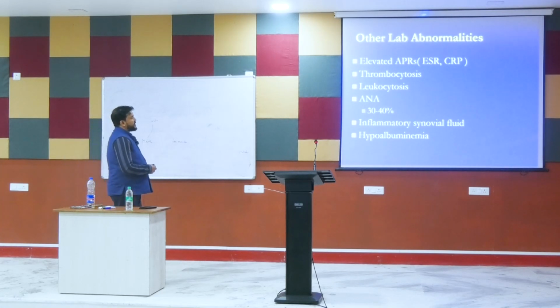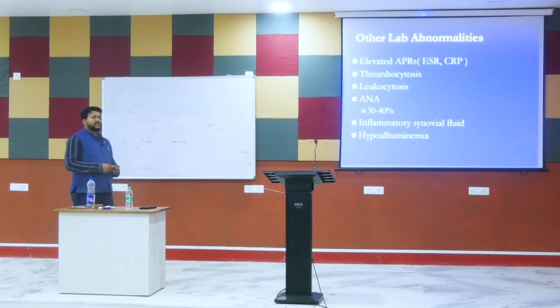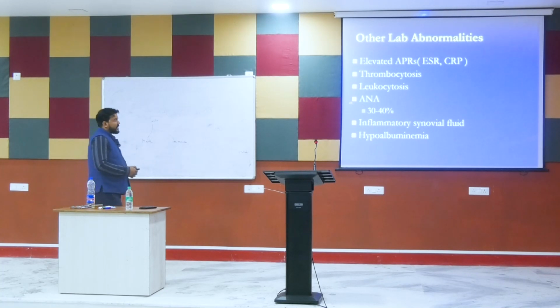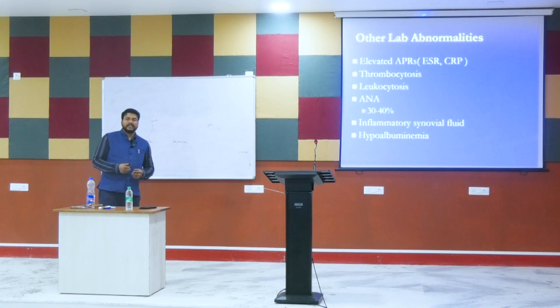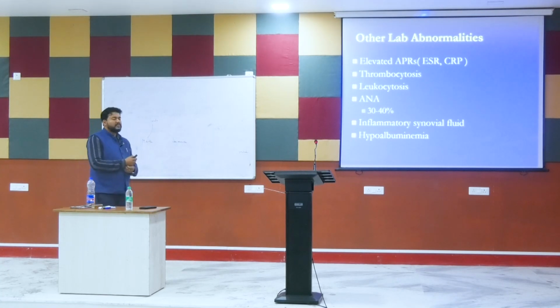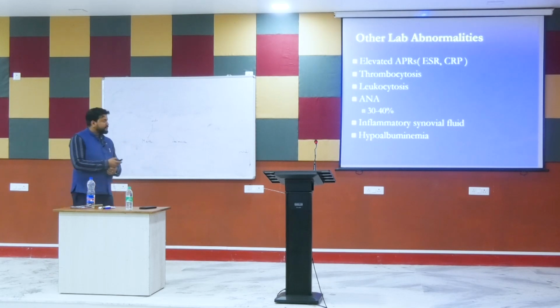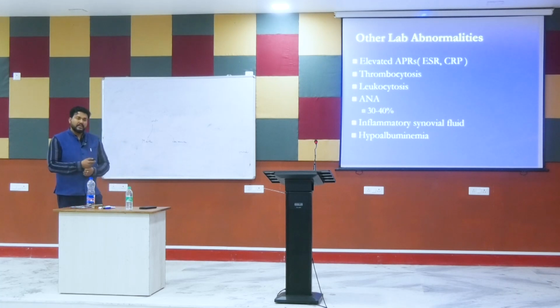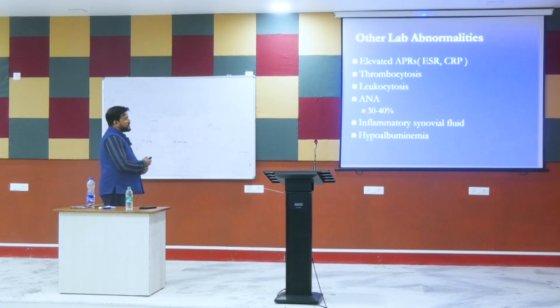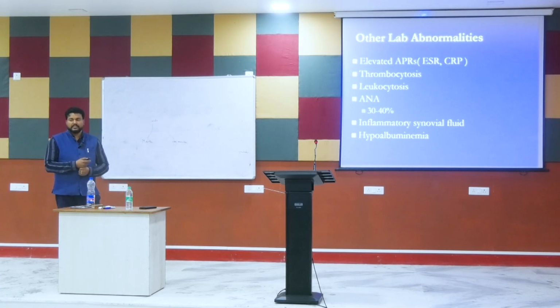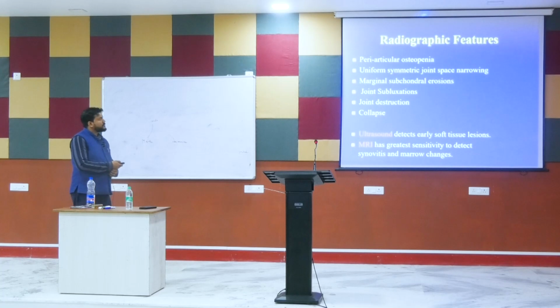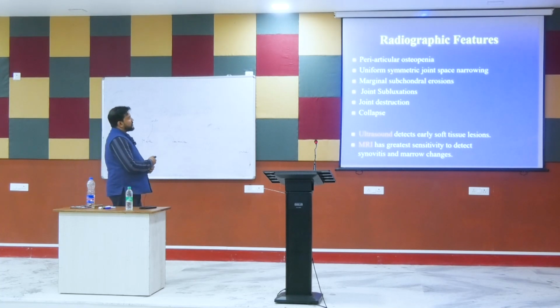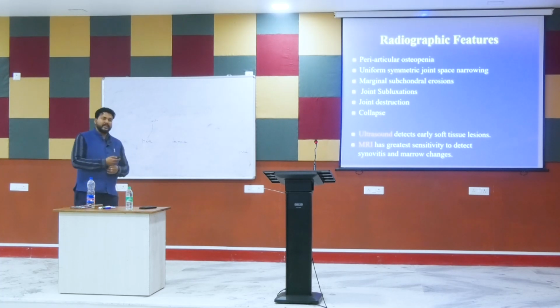Elevated ESR, CRP, thrombocytosis, leukocytosis, ANA. What is ANA? Anti-nuclear antibody, positive in 30 to 40% of patients. Inflammatory synovial fluid: you can study the fluid after aspiration from the joints, showing inflammatory features, and hypoalbuminemia. Radiographic features: joint erosion, osteopenia.